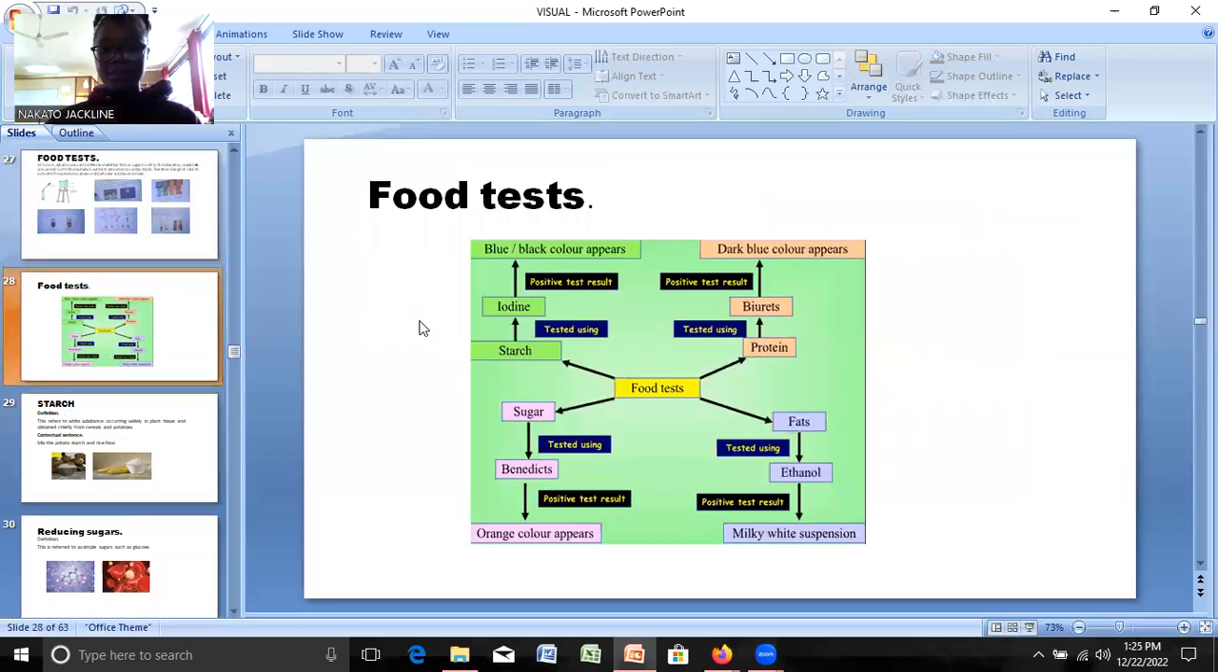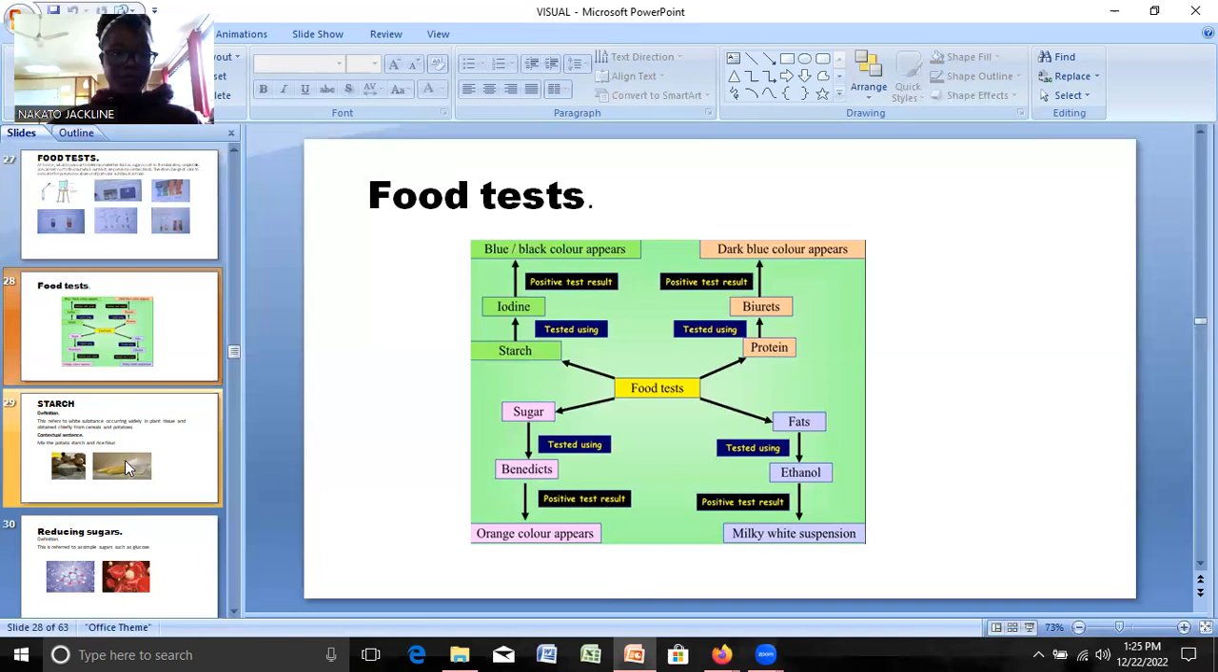Again, here there is a concept map summarizing the different tests we carry out when we go to the laboratory. For example, we have the sugars. When we are testing reducing sugars, we carry out the Benedict's test, and you have to see the orange color appearing. And again, in the laboratory, we carry out a food test for fats, and we test it using ethanol, and the positive test result should be a milk white suspension, and so on and so forth.